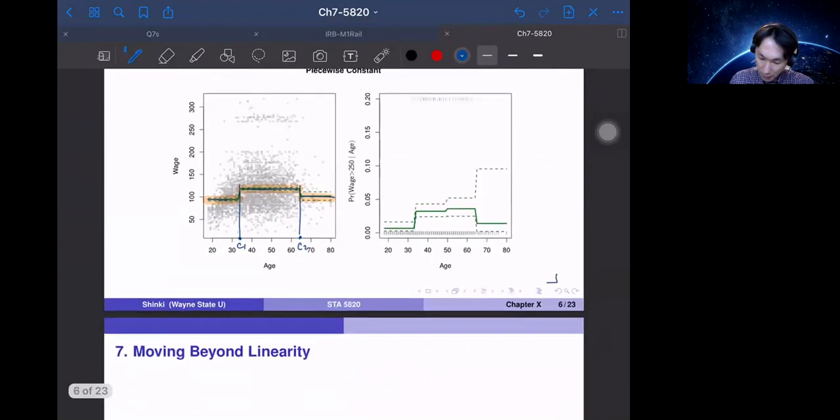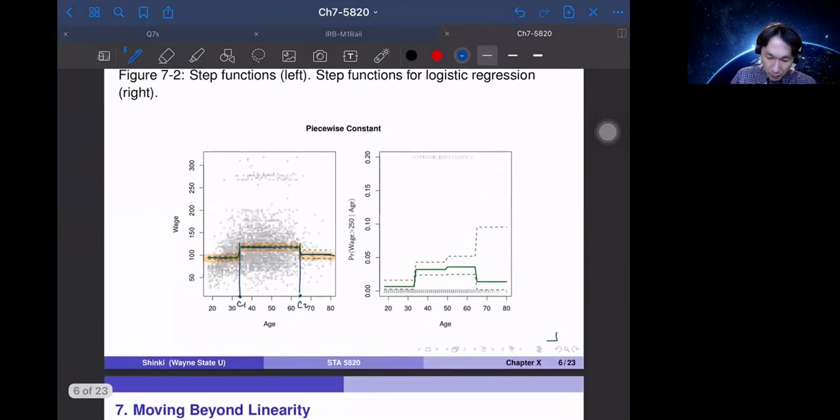So this is basically the 3-piece. So k is equal to 2 knots, and this is 3 knots.